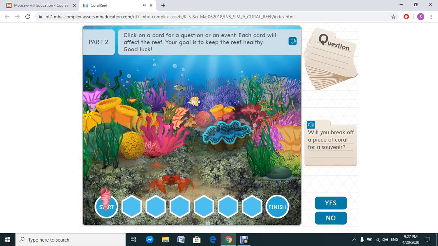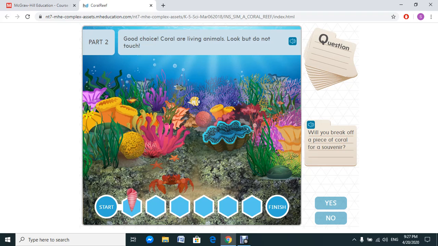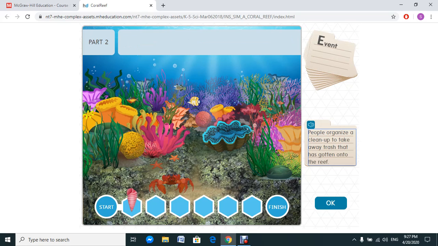So, if you were diving inside the ocean and you saw the coral reef, would you break it down and take parts of it? Is this something you can do to destroy or to help the coral reef? If you break it and take parts of it, this is something that will destroy the coral reef. So no. Okay, this is the first question. Let's see the second event.